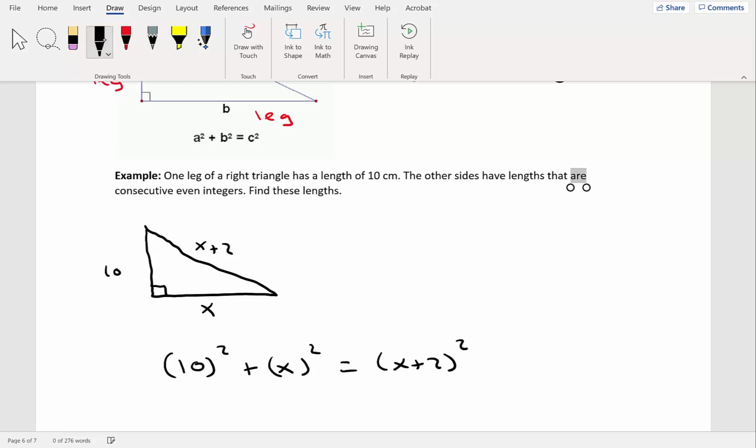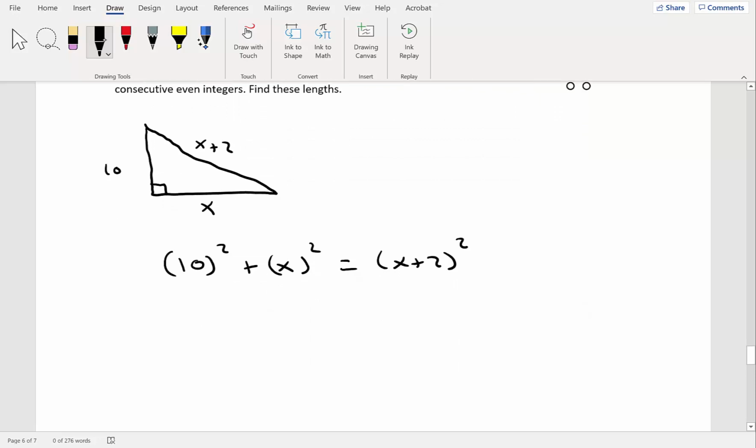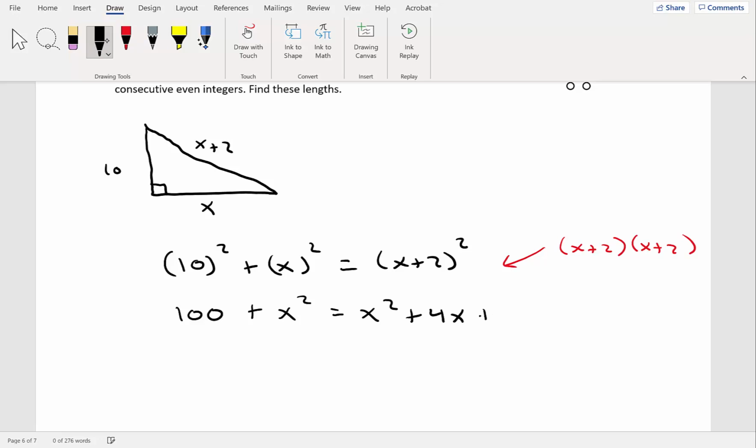Now let's go ahead and solve this equation. So let's get rid of these second powers. 10 raised to the second power gives me 100. x raised to the second power gives me x squared. I have equal to. Now for the right hand side, x plus 2 raised to the second power, remember this is x plus 2 times x plus 2. So you would go ahead and FOIL it out. You get x squared plus 4x plus 4. Now let's get one side equal to 0. So I'm moving everything from the left to the right.